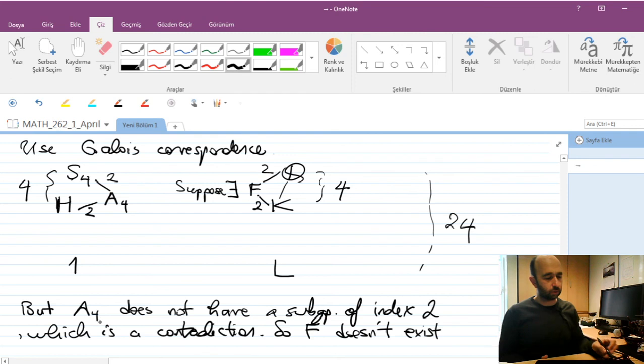Okay, how can you prove that A4 doesn't have a subgroup of index 2? You can enumerate all the subgroups if you like, or you can show that if it had one, then you would have a surjection onto Z2, which is impossible by looking at the elements. And this finishes the proof. Okay, so that's all for this lecture. Thank you very much.